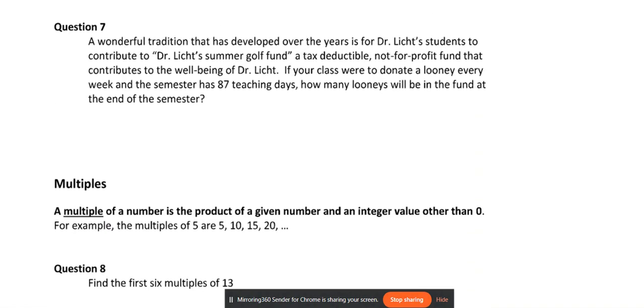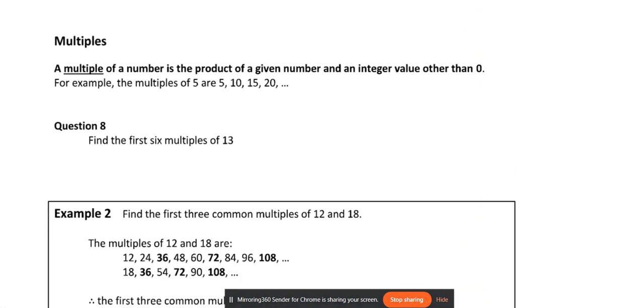All right, we'll actually skip a couple of those too. So multiples. A multiple of a number is the product of a given number and an integer value other than 0. That sounds confusing, but that's kind of what multiples means. So if you went 5 times 2, and then times 3, times 4, times 5. That's that integer value other than 0. So it's like 5, 10, 15. It's like counting up by the number, right?